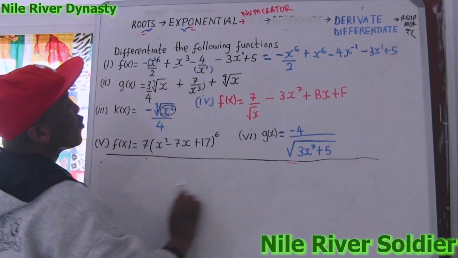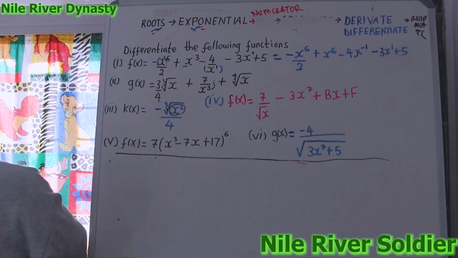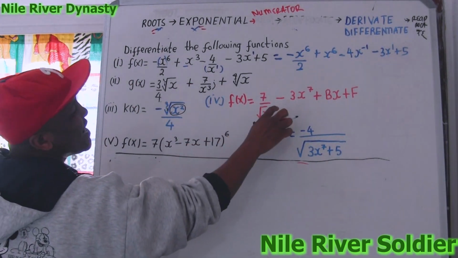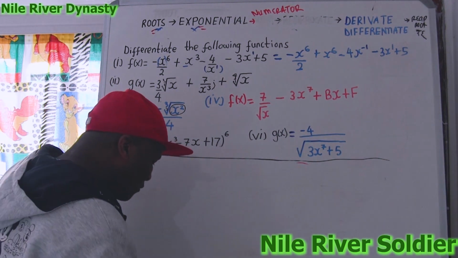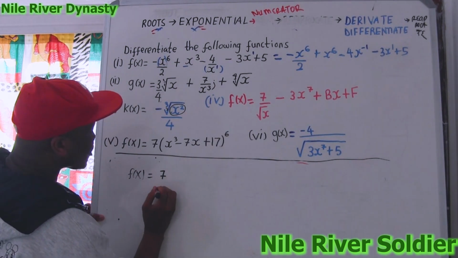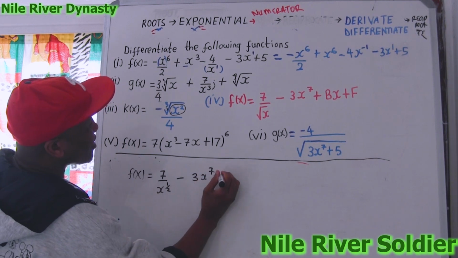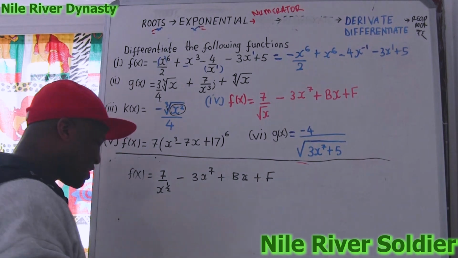Question number 4. This is easy. How are we going to do it? First of all, let's write the question. Everything must be in a power. So f of x equals 7, and this must be power, so it's going to become 1 over 2. And this is going to be 3x to the power 7, and then plus bx plus f. Okay, so what is the next step now?